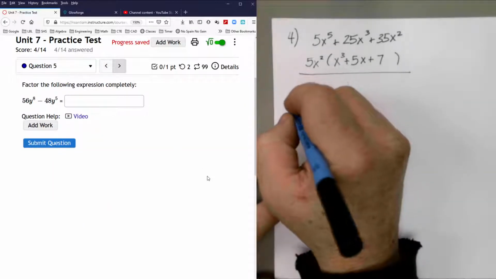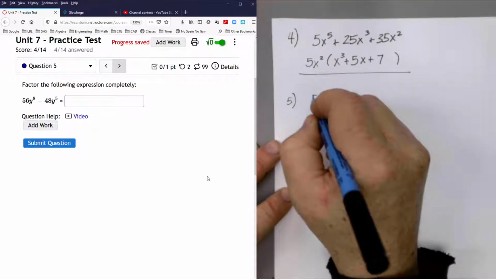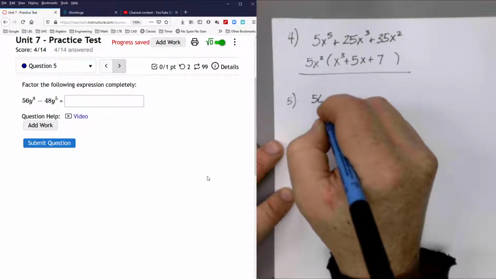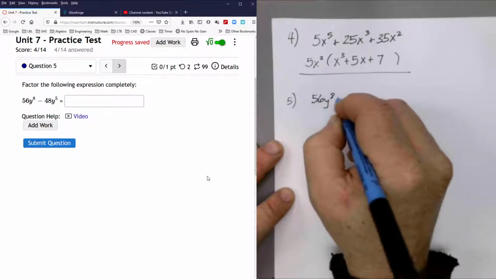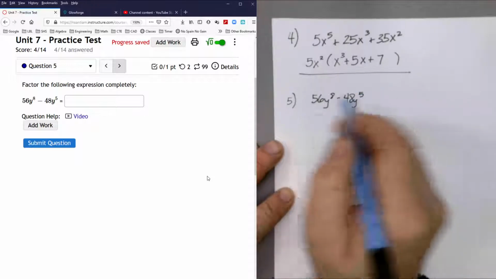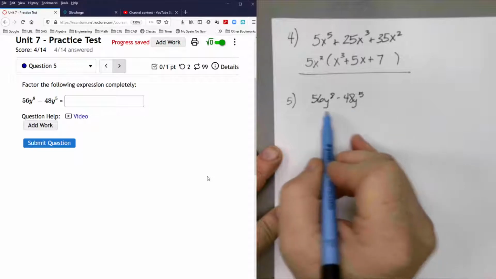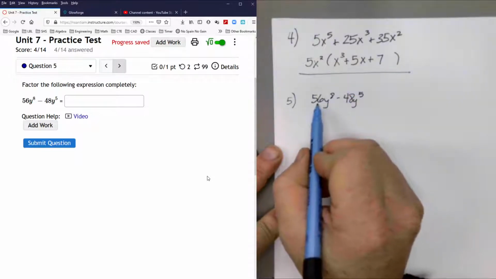Okay, question number 5, they're asking you to factor that completely. So I want to look for, first of all, a greatest common factor. I've got 56 y to the 8th minus 48 y to the 5th. There's only 2 terms in this, so I want to take a look and see what I can do there.